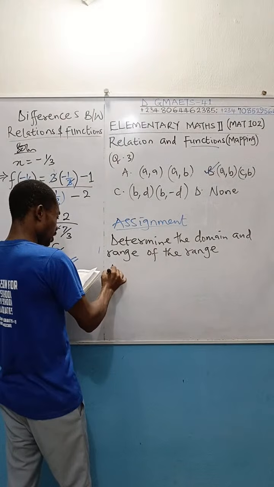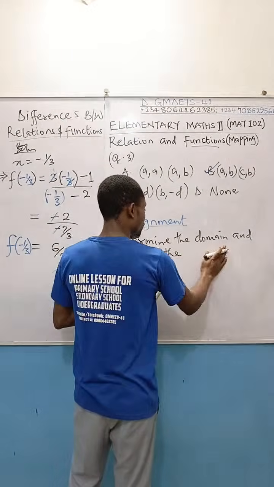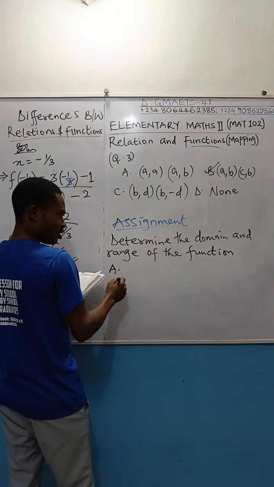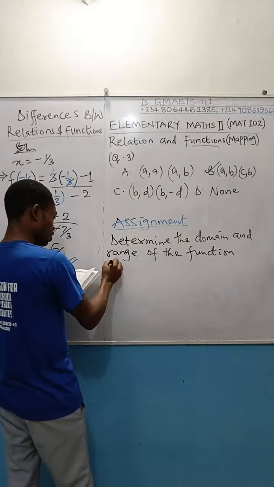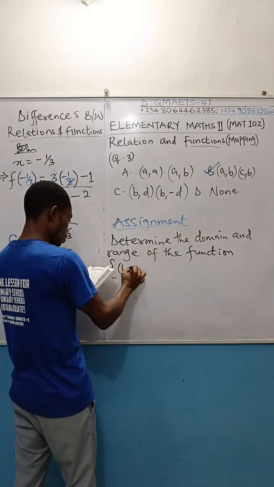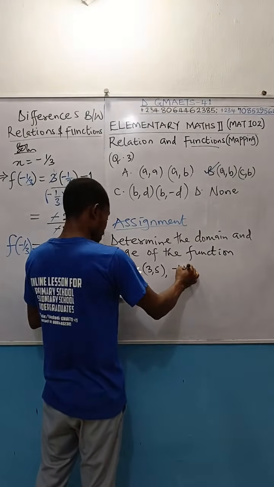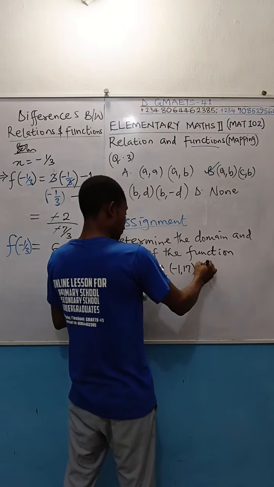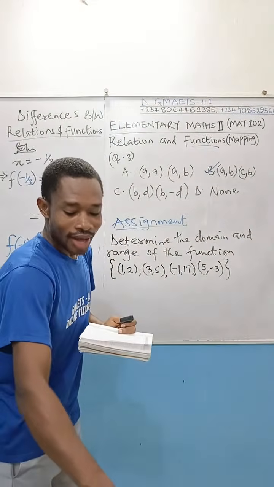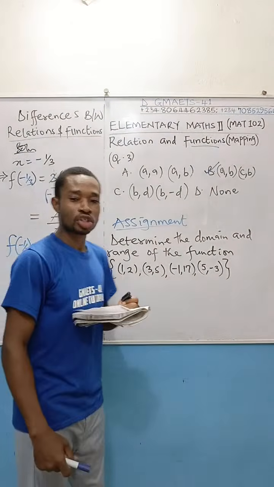All right, so option A, determine the domain and range of the function. Now this is the function first: 1, 2, 3, 5, minus 1, 17, 5, minus 3. So this is the function. You are required to determine the domain and the range of the function.